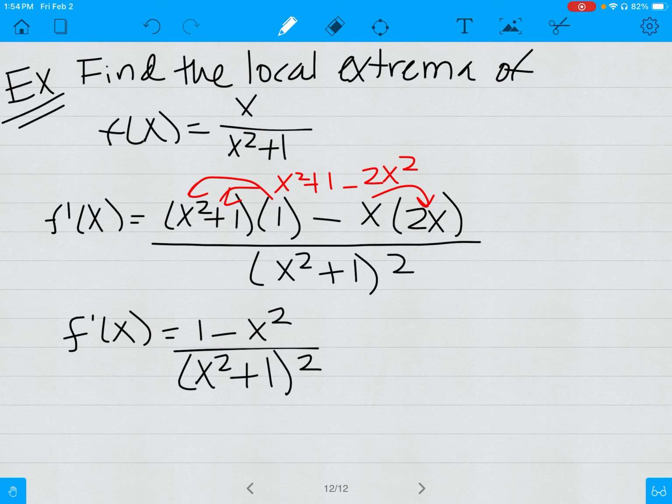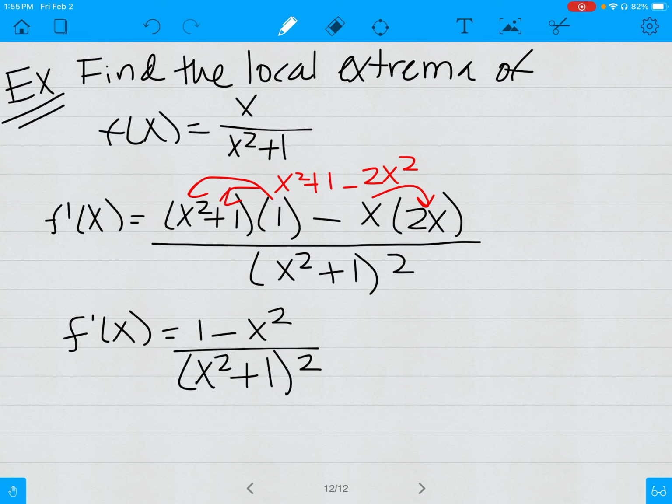And I'm actually just going to leave it like that. You don't need to FOIL out the denominator. This is just fine. Okay, so we found the derivative. Next step in the first derivative test is to set that derivative equal to 0 and find out if there are any places where it does not exist. Because if we do that, that's going to tell us where our critical values are. So step 2 is to locate those critical values.